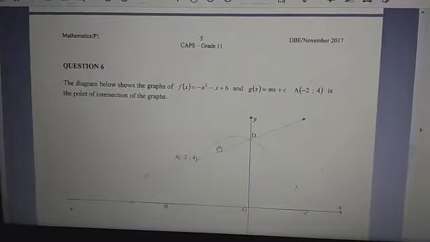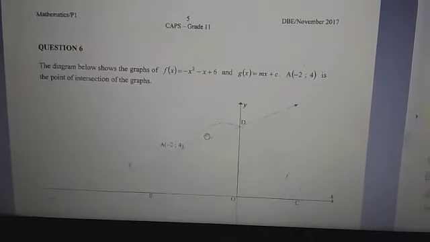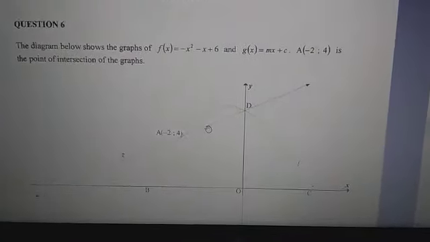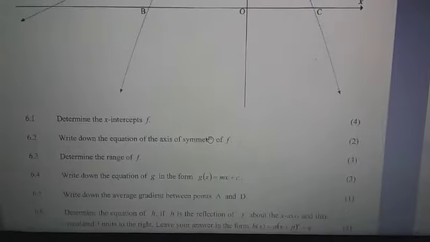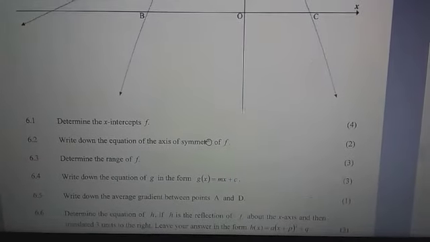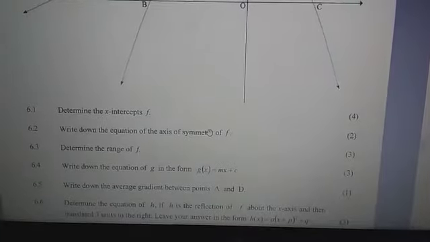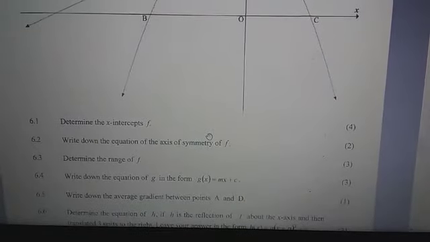Okay, we are still carrying on from the previous video. Question 6.3, determine the range of f of x. Okay, what is going to be the range here?